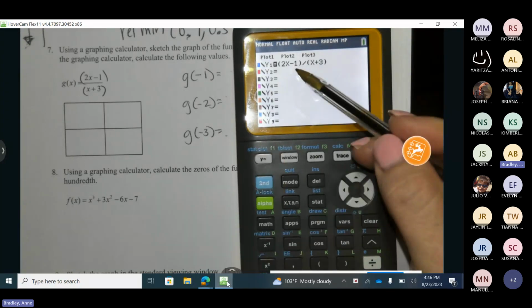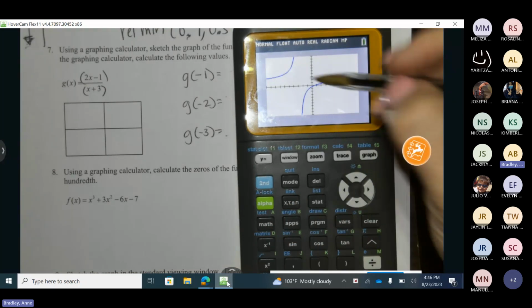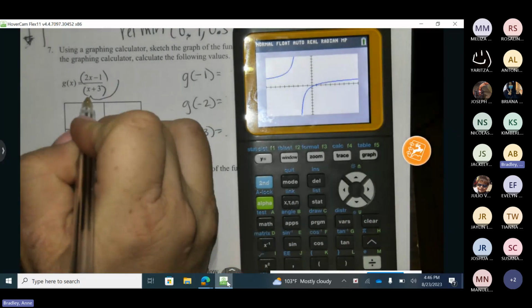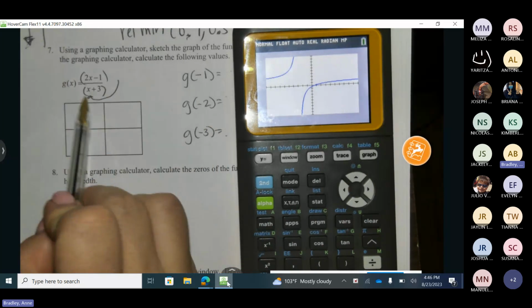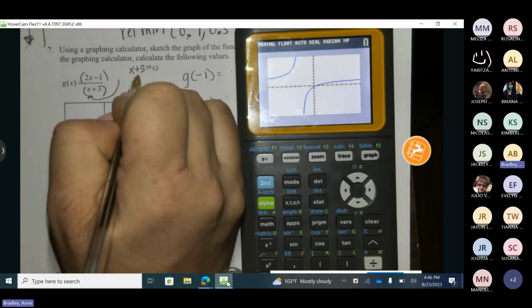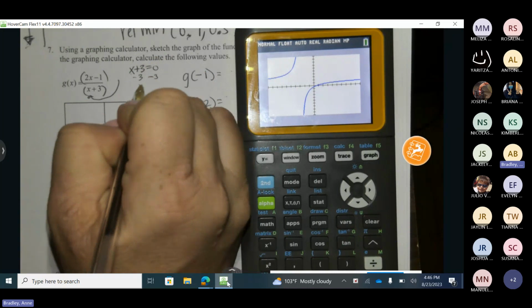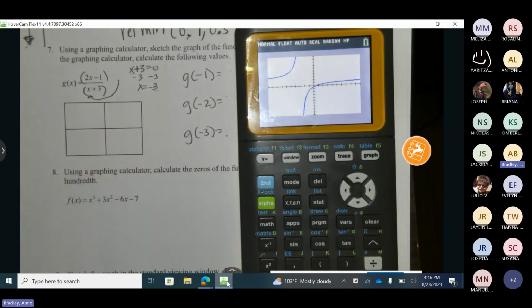Making sure I have 2x minus 1, perfect, and x plus 3, perfect. Okay, graph. Now notice, remember, we can never have 0 on the bottom. So what would you substitute in for x that would cause the bottom to be 0? If you're not great with that, just take the bottom, set it equal to 0, and isolate the x. In this case, we'd subtract 3, and 0 subtract 3 is negative 3. We do not want x to be negative 3.